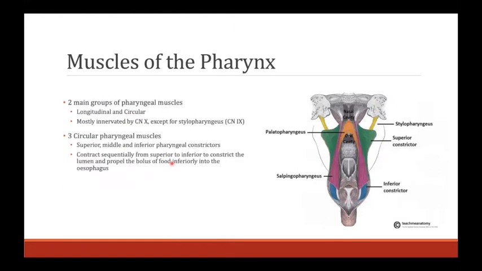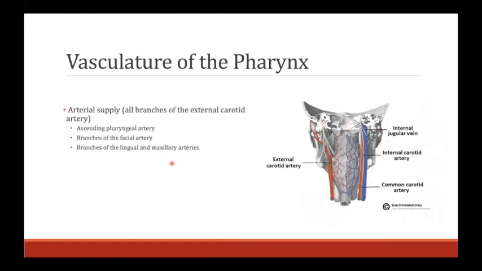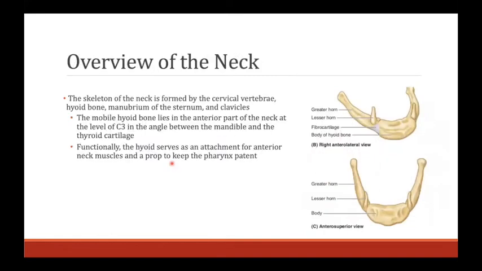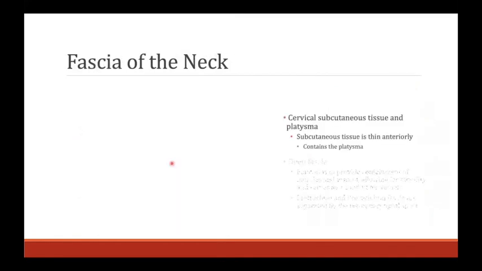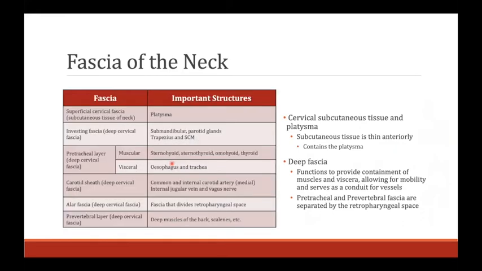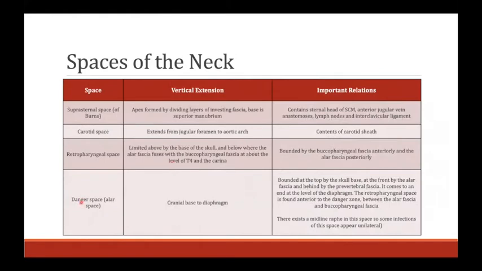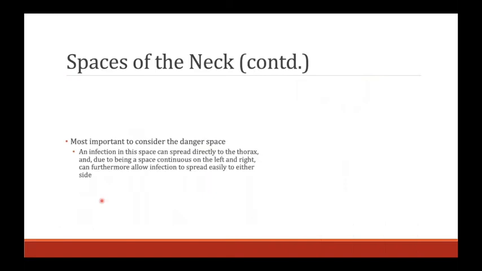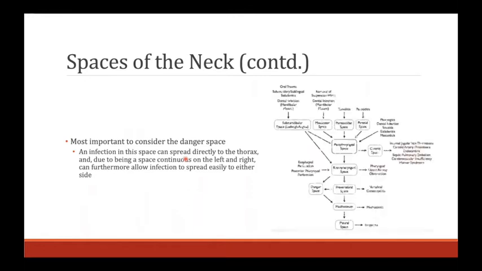The main thing that comes up is danger spaces in the neck. If we talk about the neck overall, there are particular spaces within the fascia where stuff can collect, in particular either blood or pus. The main thing to be concerned about is the so-called danger space, also known as the alar space. The reason this is particularly important is that infection in this space can spread directly to the thorax, and therefore what starts off as a localized infection ends up becoming quite systemic. Again, this comes up in a few of the clinical conditions that we'll be talking about now.